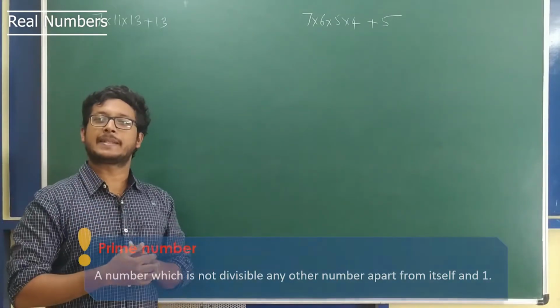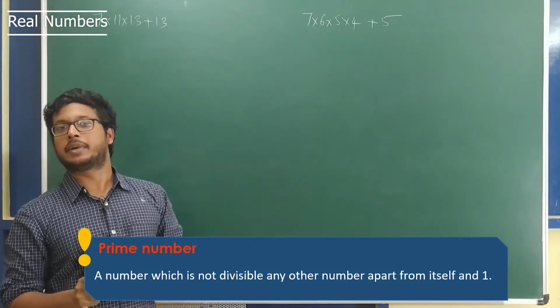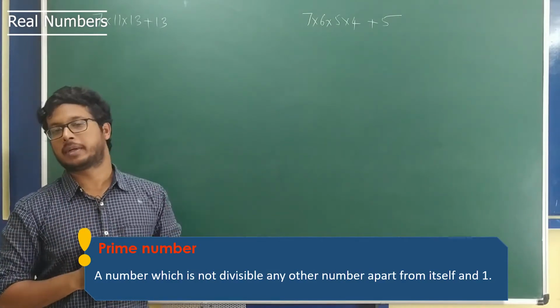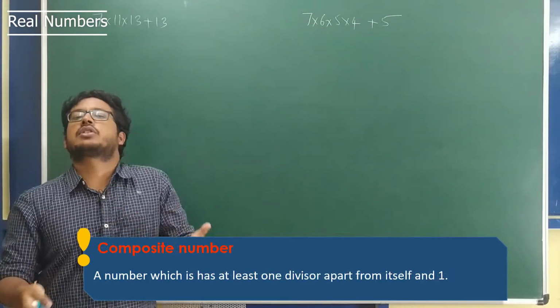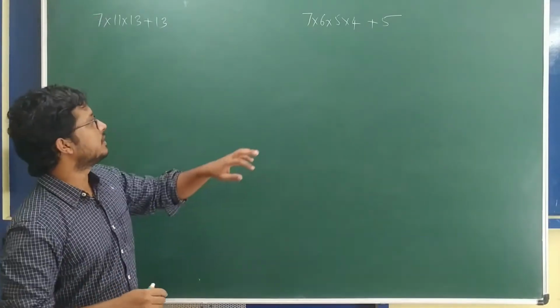So what are prime numbers? Prime numbers are those numbers which are not divisible by any other number apart from itself and 1. So that is a prime number. A composite number is the opposite of a prime number, which means there exists a number which divides that number, correct?